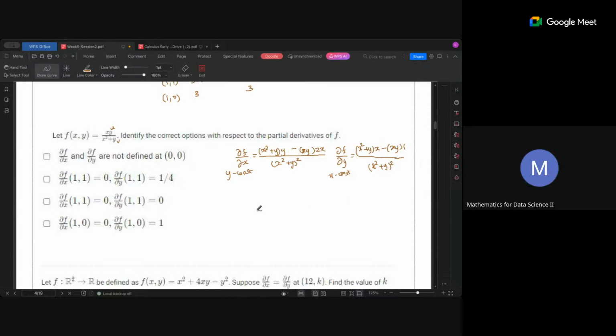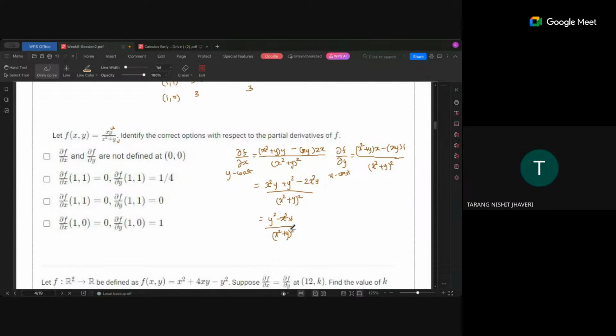Now, what about dou f by dou x at (0, 0)? Maybe if you want, you can simplify this. This is x squared y plus y squared minus 2x squared y by x squared plus y the whole square. When you simplify, you get y squared minus x squared y by x squared plus y the whole square. So at (0, 0), what happens? It becomes 0 by 0 form, right?